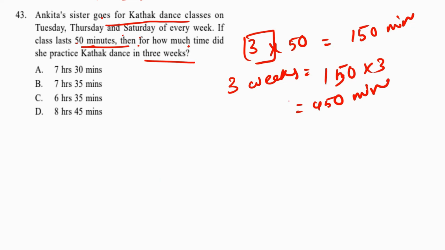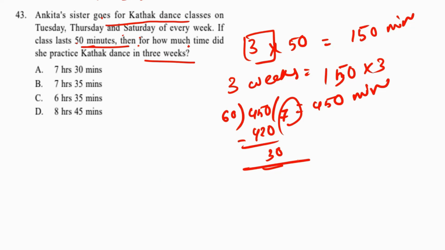If we convert this into hours, we should divide it by 60. And if we divide it by 60, maximum 7 times we can take, which would be 7 hours and 30 minutes as the remainder, option A being the answer.